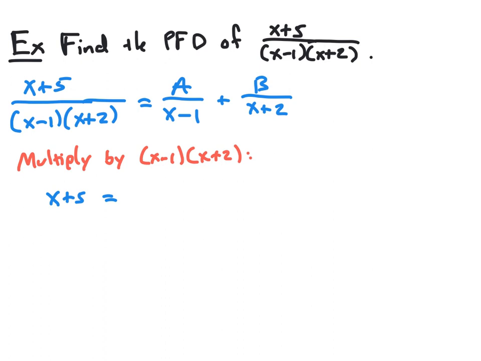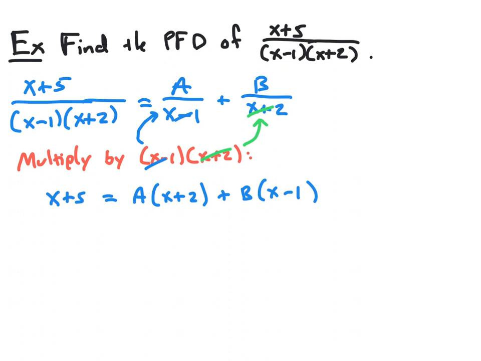On the right-hand side, when we multiply this by a over x - 1, the x - 1s are going to cancel. And so what we're going to be left with is just a times (x + 2). Likewise, when we multiply this by b over x + 2, the x + 2s are going to cancel. And what's going to be left is just b times (x - 1). And so in each of these terms, the denominator will cancel since the denominators are all factors of that denominator on the left-hand side, and we're left with this equation here.